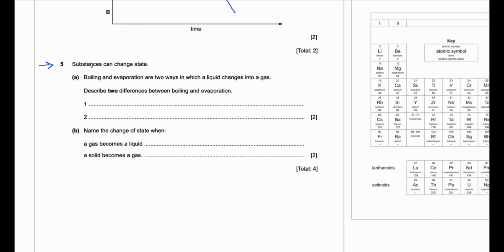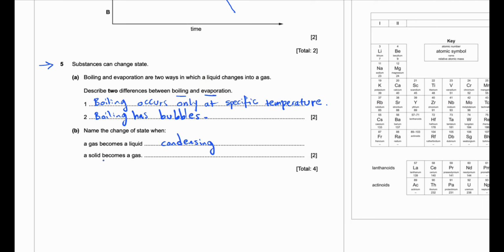Question 5. Substances can change state. Boiling and evaporation are two ways in which liquid changes into a gas. Describe two differences between boiling and evaporation. One of the differences could be boiling occurs only at a specific temperature, which is the boiling point. The second difference could be boiling has bubbles, so you observe bubbles in case of boiling. Name the change of state when a gas becomes a liquid. That's condensing. When a solid becomes a gas directly, that's sublimation.